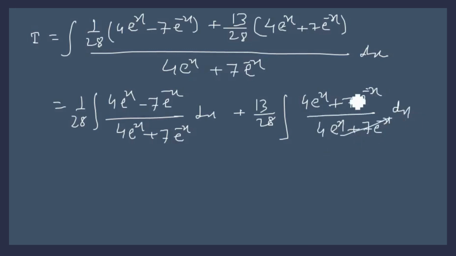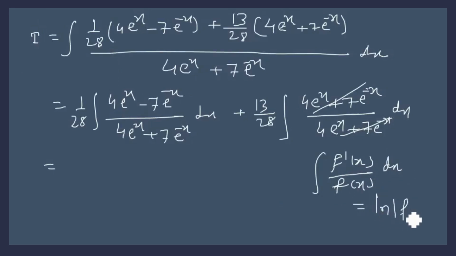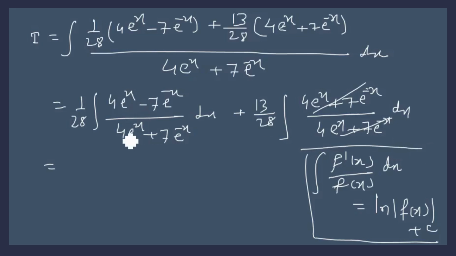So this part gets cancelled. And here, what we have is the integration of f dash x by f x, which is basically log f x plus c. So we will apply this in the first part. Differentiating 4e to the power x plus 7e to the power minus x gives the result 4e to the power x minus 7e to the power minus x.